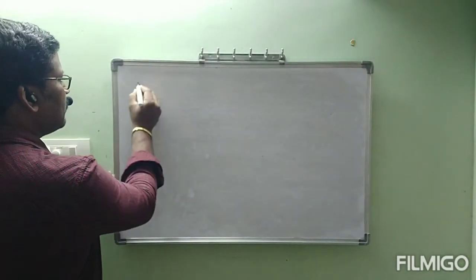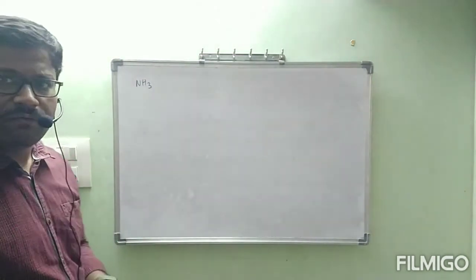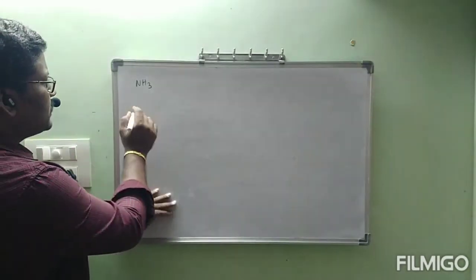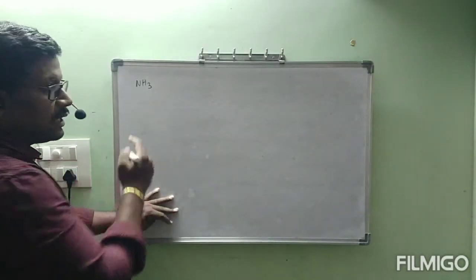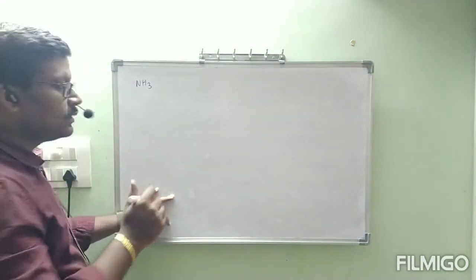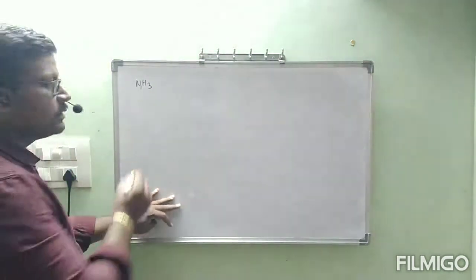That is NH3. Now we want to find the gram molecular weight of NH3. This molecule contains two elements, no? Nitrogen and hydrogen. One nitrogen is there, hydrogen, 3 are there.